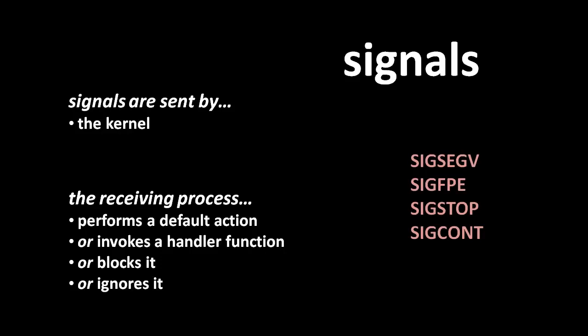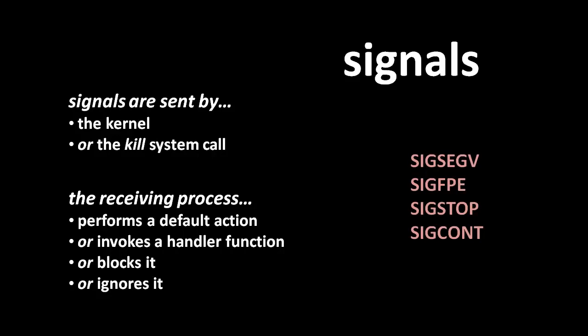The SIGSTOP signal, as the name suggests, is sent to a process to stop it. The default action when a process receives SIGSTOP is to go into a blocked state. The process will then only unblock when it receives the SIGCONT signal. In the case of SIGSTOP and SIGCONT, these signals are not sent in the event of an error condition. They are sent explicitly from one process to another using the kill system call. Kill allows us to send any signal to a specified process.